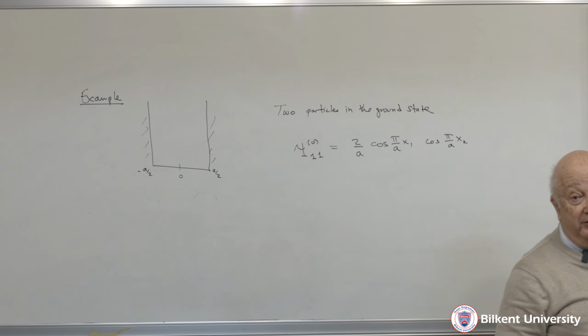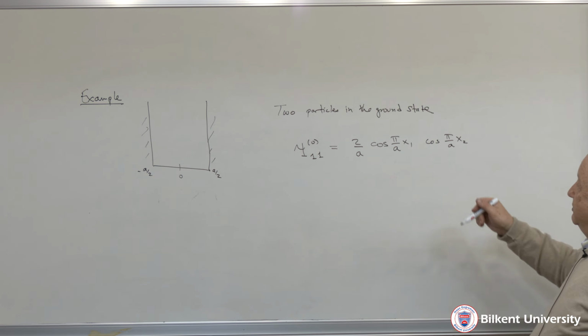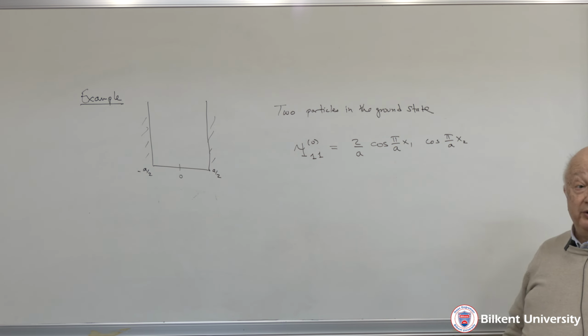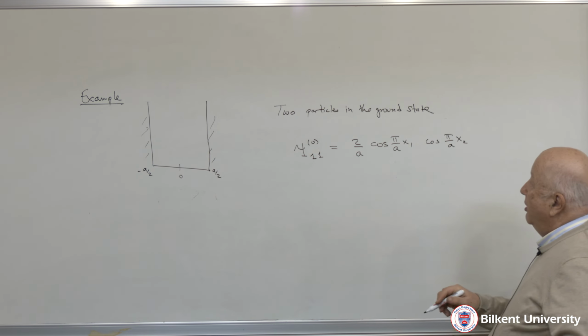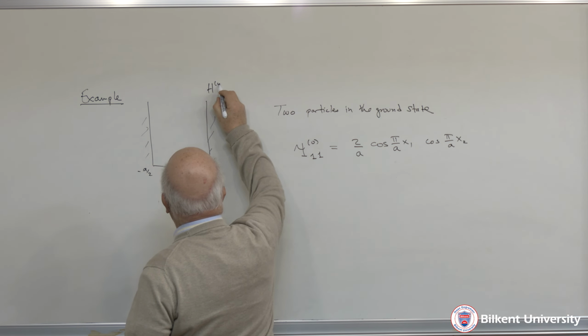So if they are fermions, they have to be in the singlet state, so the spins have to be anti-symmetric. But the space parts for these 2 are that. And I have a certain energy because I have 2 particles in the same state. It's just going to be twice the ground state energy, right? This is again my H0.